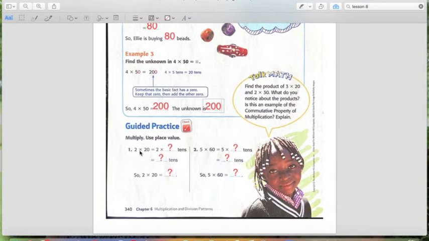Let's do the first 2 problems together. 2 times 20 is the same thing as saying 2 times 2 tens, which is a total of 4 tens. So 2 times 20 is 40. 5 times 60 is the same thing as saying 5 times 6 tens. So 5 times 6 tens is the same as saying 30 tens total. So 5 times 60 equals 300.